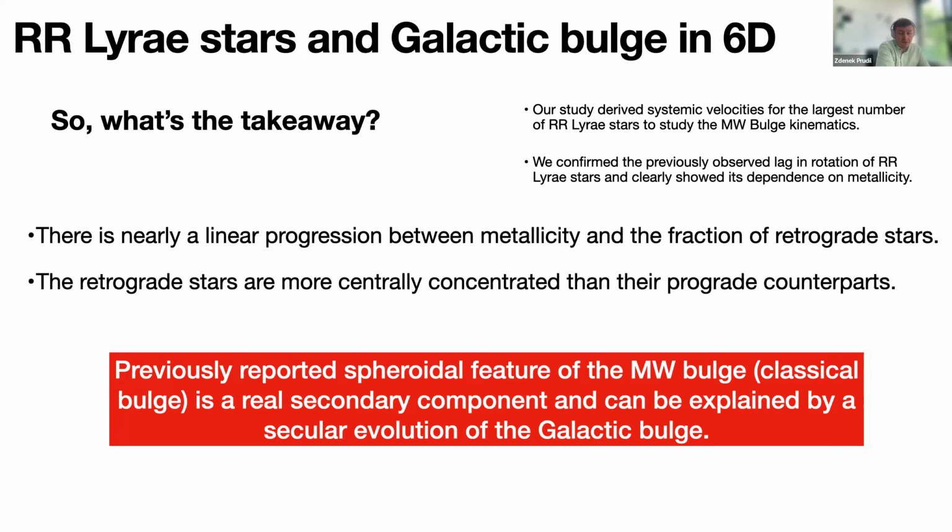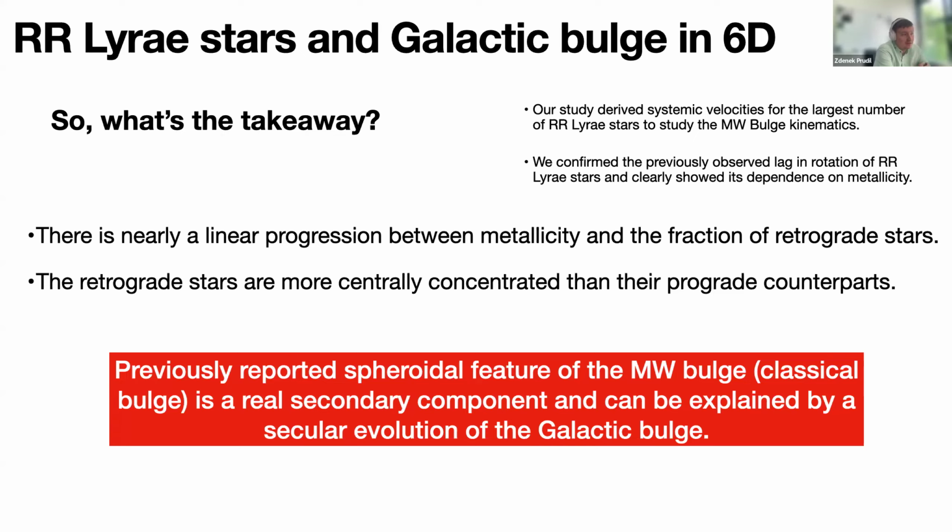This allowed us, thanks to the frequencies, to identify that as you move from the oldest to the youngest in the metallicity space of stars in the galactic bulge, this fraction of retrograde moving stars decreases. And these retrograde stars are more centrally concentrated than their prograde counterparts.